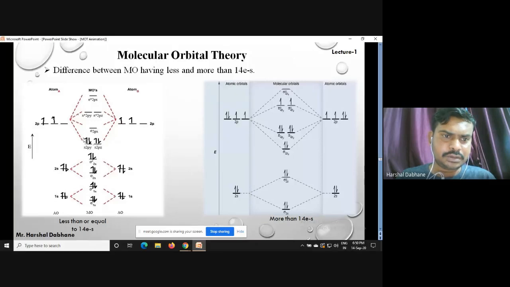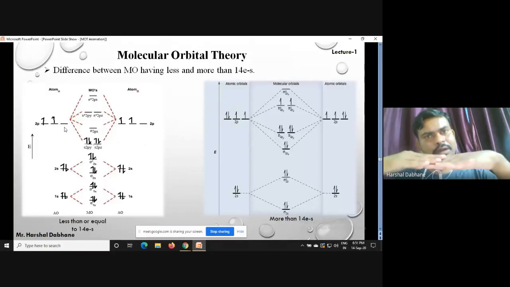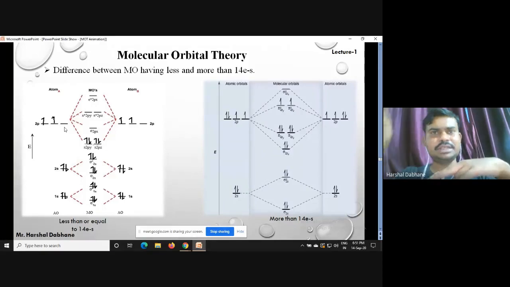Now think about this: it is the pi 2py and pi 2pz. What do you mean by that? The py orbital can overlap like this, and they can form a pi bond. The pz orbital can overlap like this, so they can form a pi bond. So here we got two pi orbitals and one sigma orbital. In the p orbitals we have px, py, pz. The px orbital overlaps along the internuclear axis and forms a sigma and sigma star. And two orbitals, py and pz, overlap laterally and form the pi orbitals, pi 2py and pi 2pz.